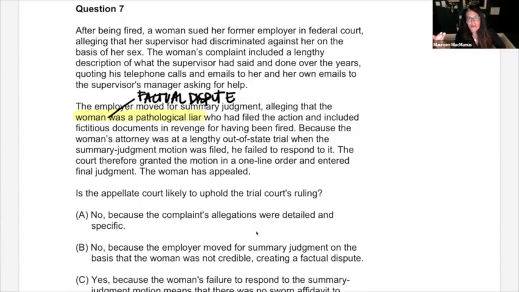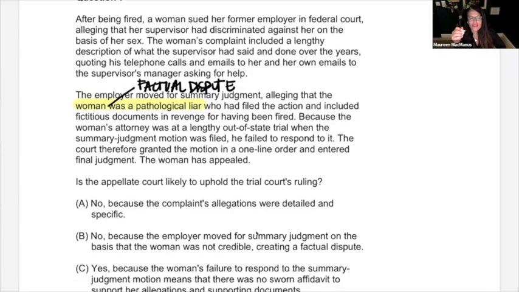And then they do something that they often do with MSJs. So because the woman's attorney was at a lengthy out-of-state trial when the MSJ was filed, he failed to respond to it. You do not lose an MSJ just because you failed to respond to it. The burden is on the moving party.